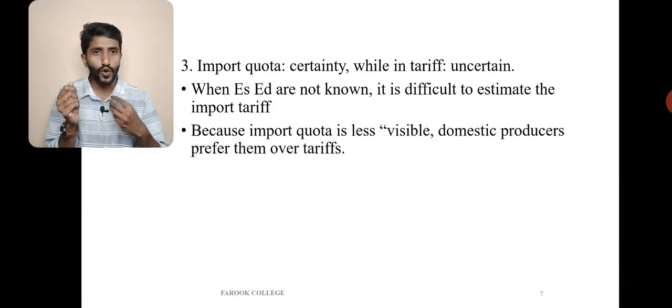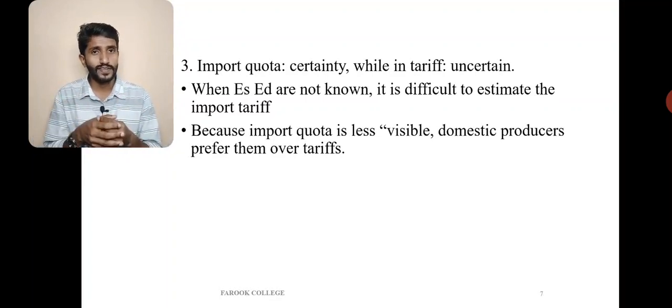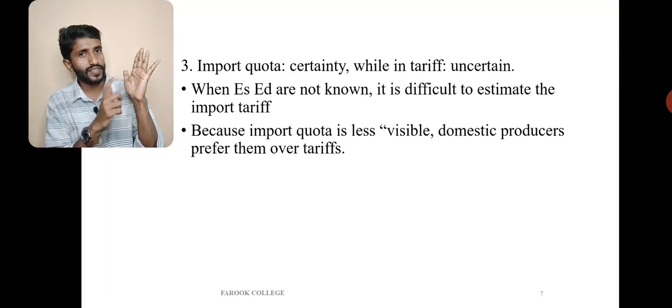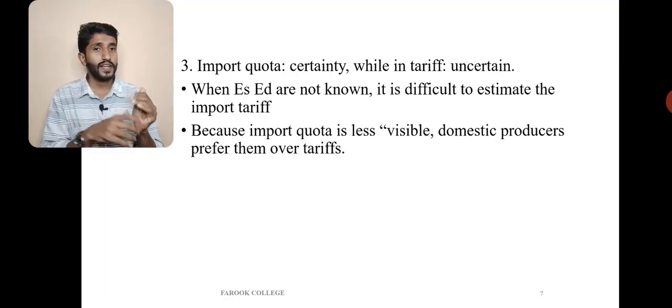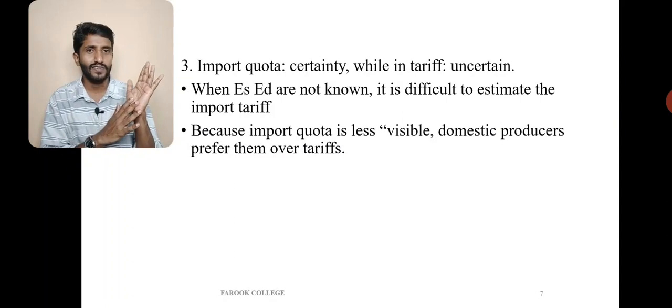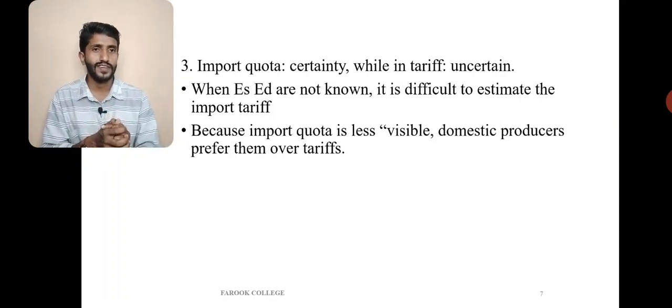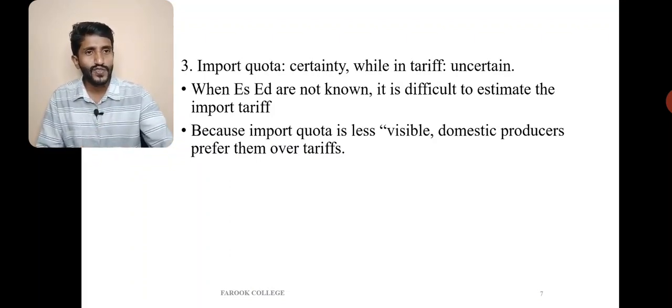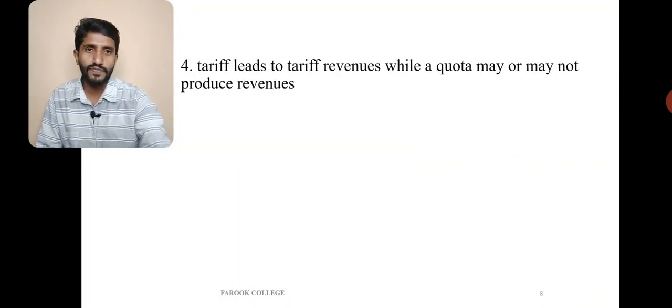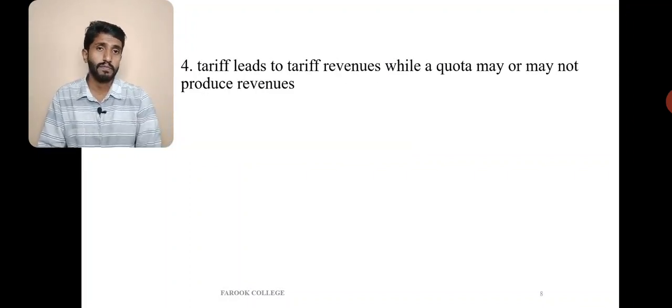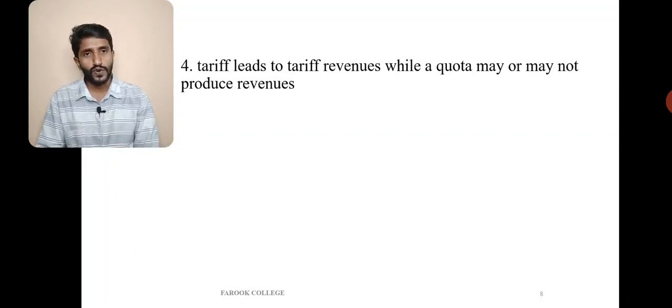If you are paying the tax, obviously it is more visible to us, because we will be seeing the bill, and then we know that okay, this much tariff I am paying for that. But if it is a quota, we won't see that. We will just be getting the product. That is why quota is known as less visible, and domestic producers prefer it over tariff. We won't be happy to pay the tariff to the government, so we will be happy if there is a quota system.